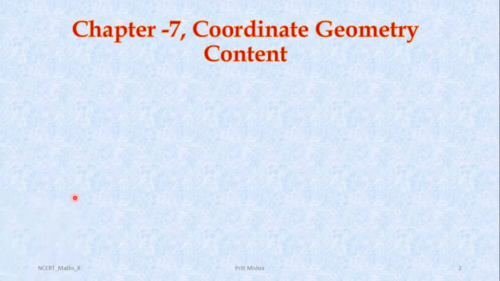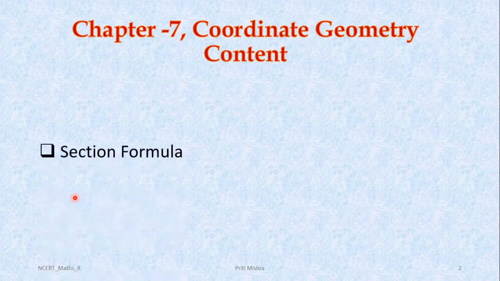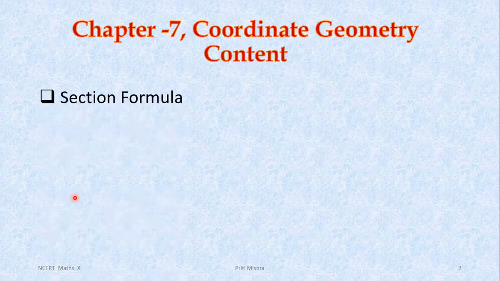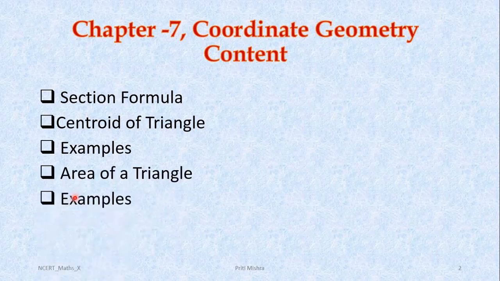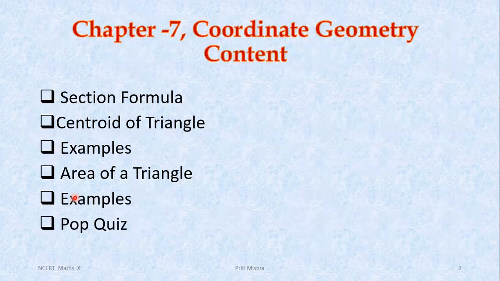Once again, I am here with the second and last part of 7th chapter, coordinate geometry of class 10th. So we will start with the derivation of section formula followed by centroid of triangle. Then we will be having examples based on these topics. After that, we will discuss area of a triangle, then examples of this topic. At last, we will be having a pop quiz.